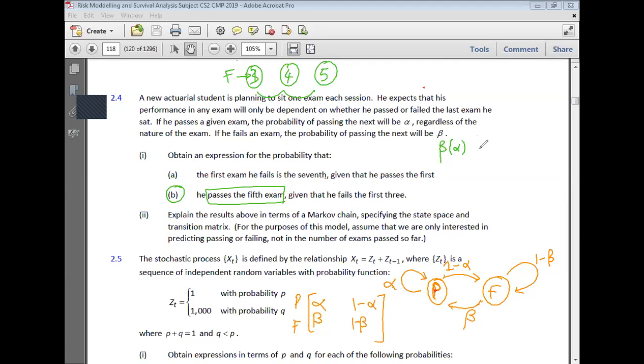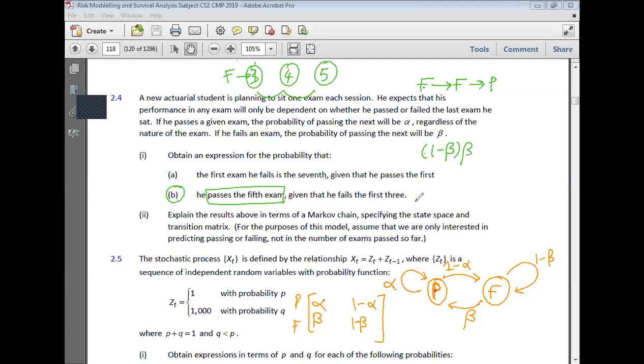Okay, wait. Let me just write what we just did. We said that he failed the first exam. So given that we know that he has failed, we said he failed the 4th exam, and then he has to pass the 5th exam, right? So F to P is beta, and F to F is 1 minus beta. So this path will have 1 minus beta times beta, right? 1 minus beta for F to F, and then for F to P, you have beta.